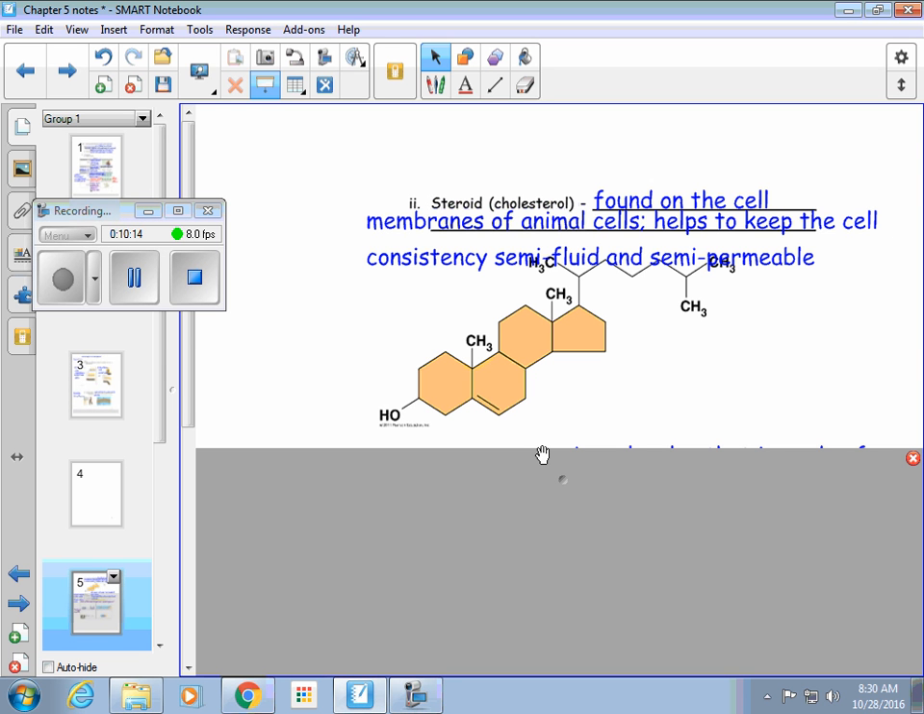It helps to keep the cell consistently fluid, not flimsy and liquidy, but allows the cell membrane to move a little bit, have a little flexibility, a little elasticity. It also helps the cell to be semi-permeable, so we'll let some things in, some things out, but it's not a free-for-all. Things cannot just come and go, whatever it is, whenever it wants. So cholesterol is a very important lipid on the outside of the cell membrane, helping to control these characteristics.